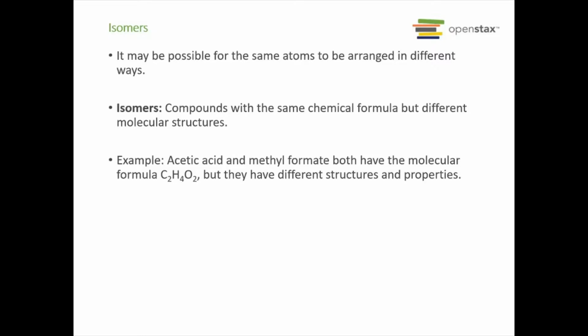Okay, now isomers, we're going to just introduce them here. Don't stress yourselves out. This is more of an organic chemistry thing. But it is possible for atoms to be arranged in different ways. You might have the same number of atoms, but they're arranged differently. And these are called isomers. So same chemical formula, but different molecular structures. An example of this is acetic acid and methylformate, which are both C2H4O2, but have completely different structures and properties.